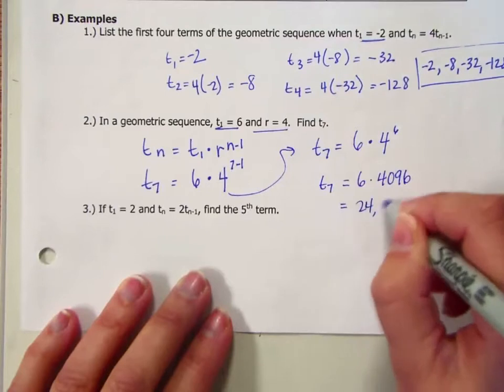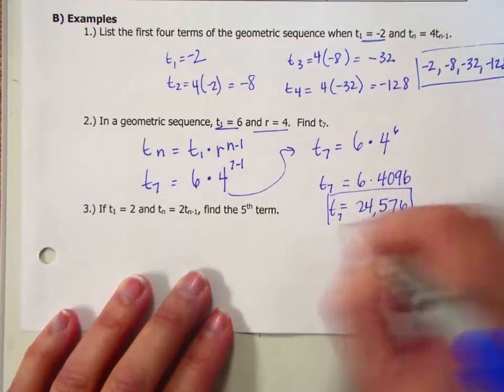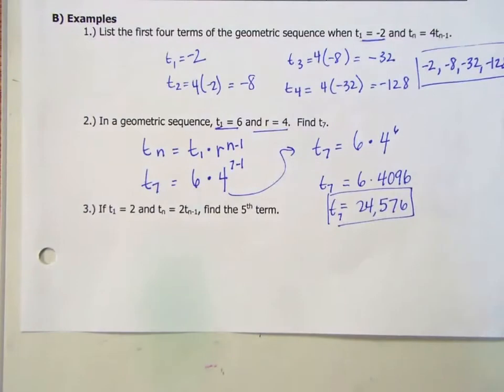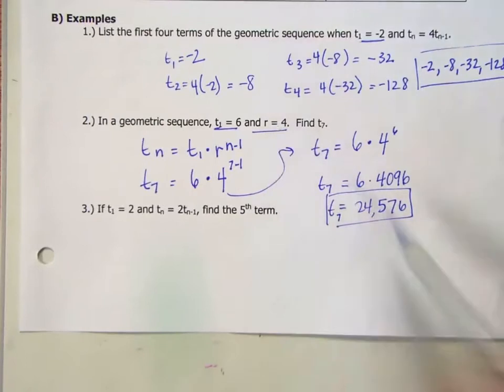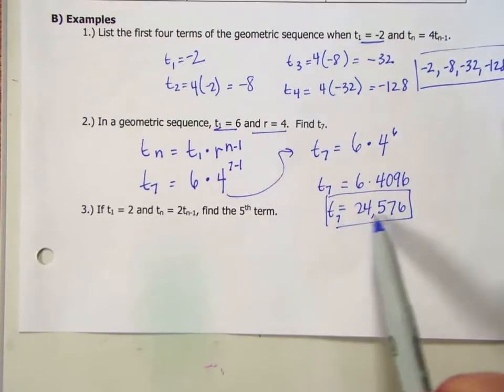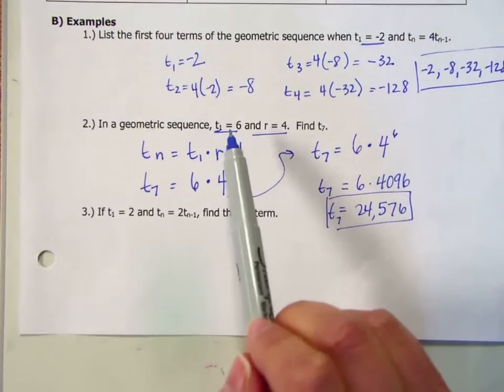That's 24,576. So keep in mind that these geometric sequences can grow really big or really small pretty quickly. The bigger that common ratio gets, the faster this is going to grow. So already at the seventh term, we're into the 20,000s, and we started at 6.